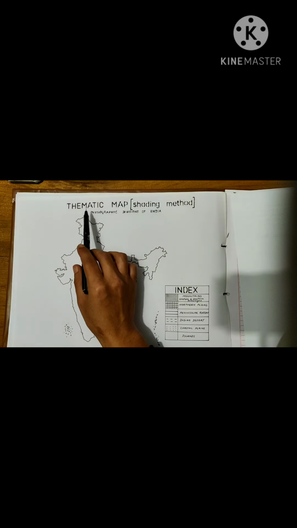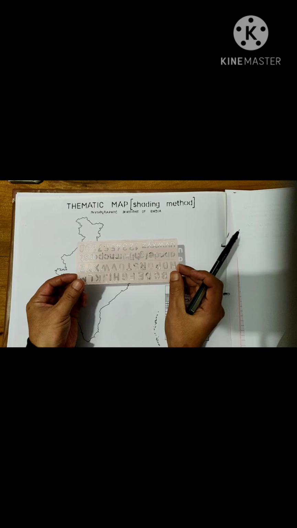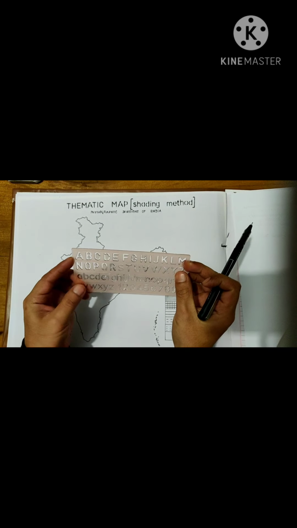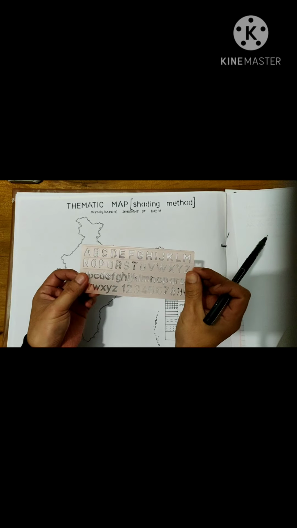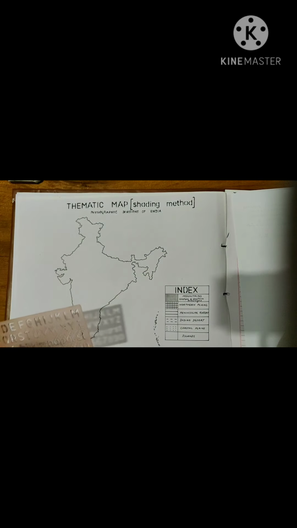For neatly writing these headings, I have used this stencil. You have to use this. In geography you have to be very good in drawing, so you have to be neat and tidy. And then I have made the index. I have prepared the index already. Since there are 6 divisions, I have made 6 groups within the index.